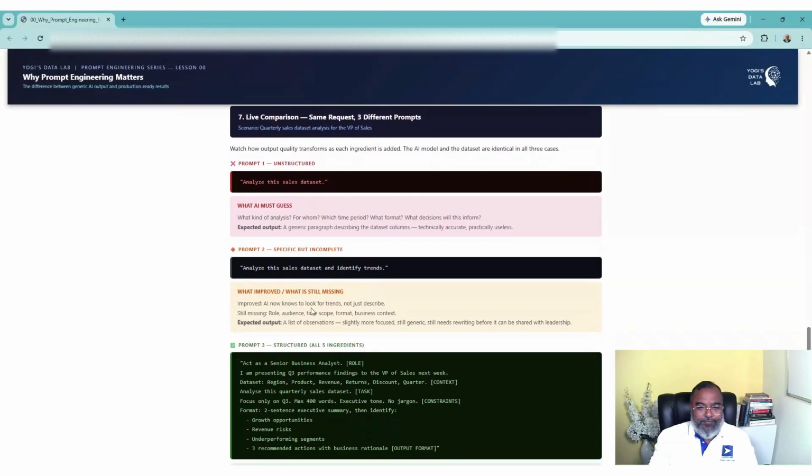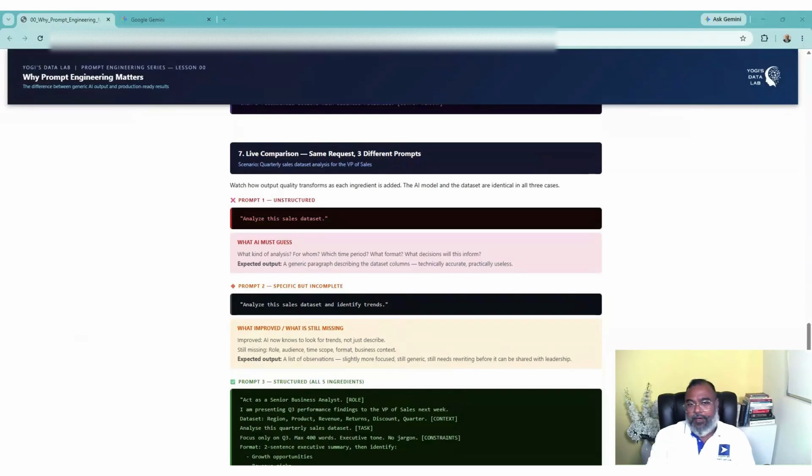Now, let's look at this. We'll see how output quality transforms as each ingredient is added. We are going to do this live and see exactly how it works. Okay, now I do have some data, and I'll take it to Gemini, and we'll do a live comparison of how we should be writing the structures, the prompts. I'll just be copy pasting these prompts, and I'll show you exactly how this works.